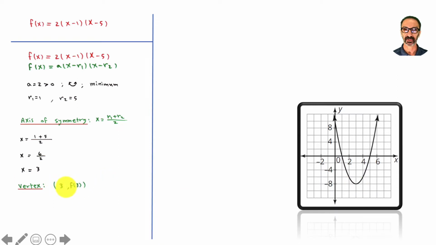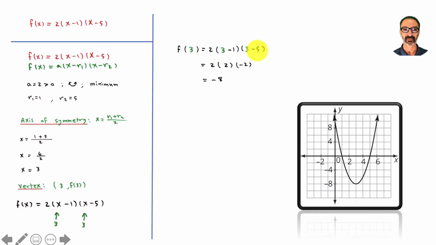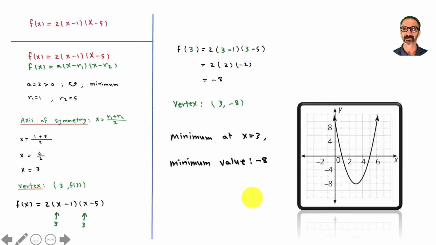Let's just do the math. Take 3 and plug it in the original equation. Plug in 3 here and plug in 3 here. Do the math. Yes, it confirms that the output is -8. So the vertex, yes, it's 3 and -8. So we have a minimum value at x equals 3 and the value is -8.